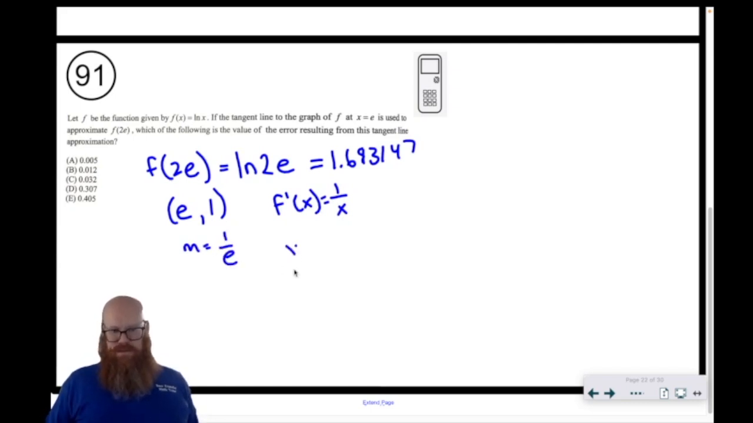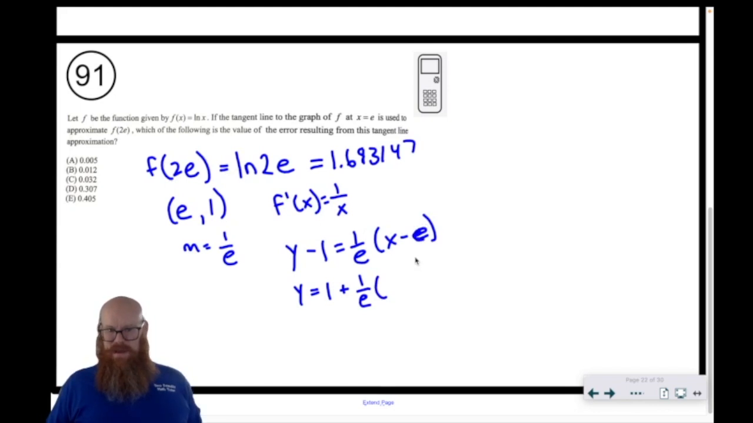And then if I think of point slope, I just do y minus 1 equals 1 over e times x minus e, my bad. All right, and then I have y equals 1 plus 1 over e times x minus e. And then I'm going to replace x with 2e. 2e minus e is e. E times 1 over e is 1, and then 1 plus 1 is 2. So my approximation is 2.